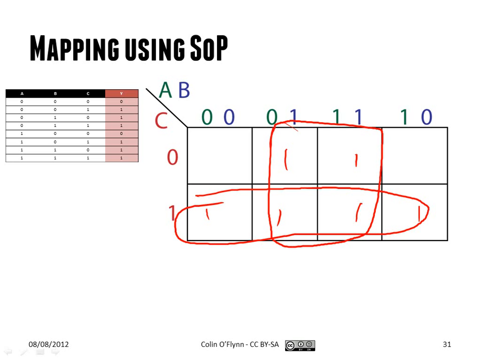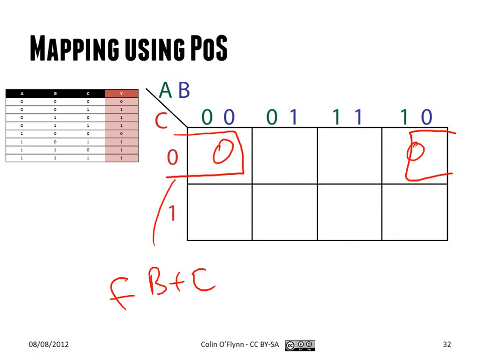You can see this group, the common part will be B being 1, and this group, the common part is C is 1. So B and C are those two groups, and you can say the function is equal to B plus C, which is the same. You would get the same results using product of sums and sum of products.